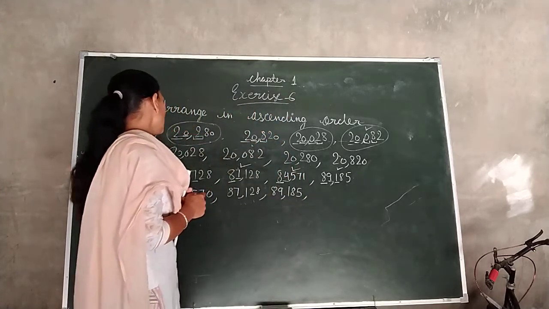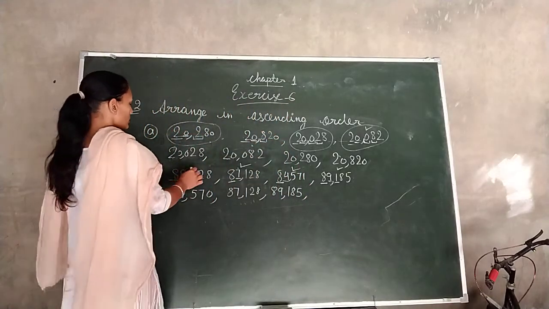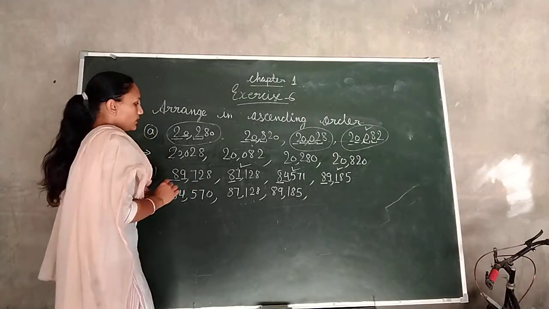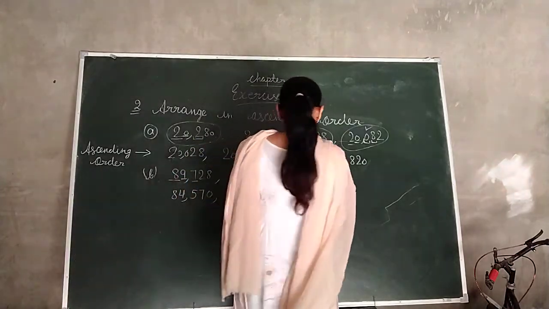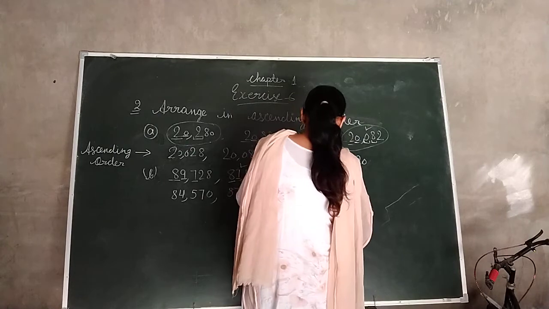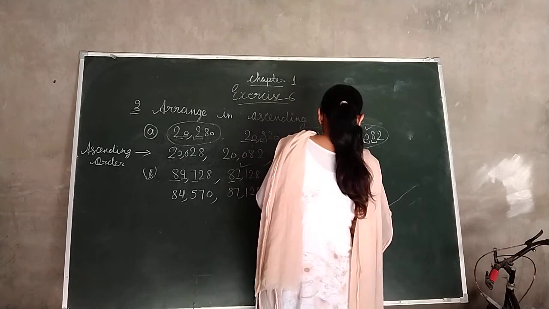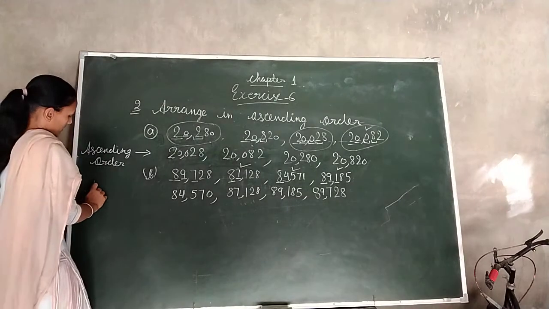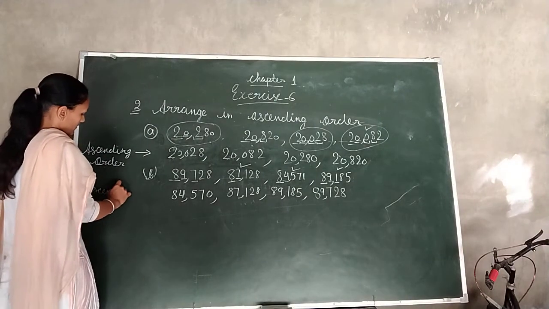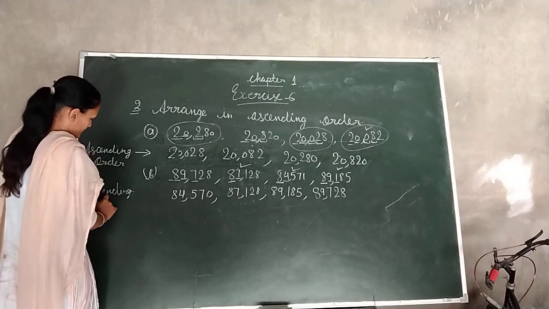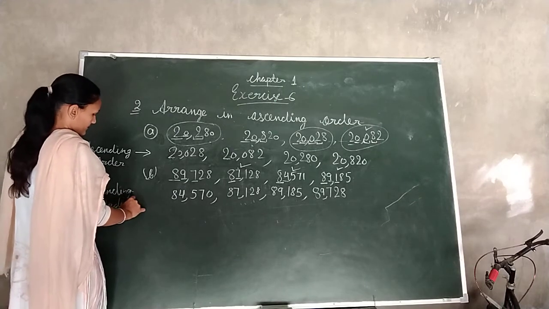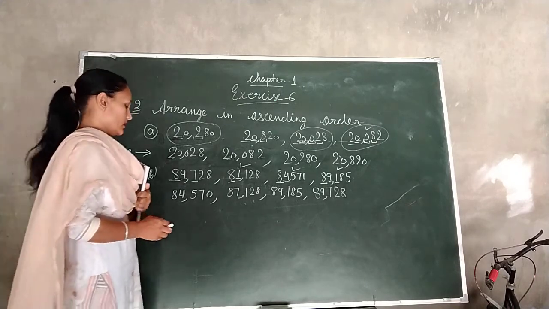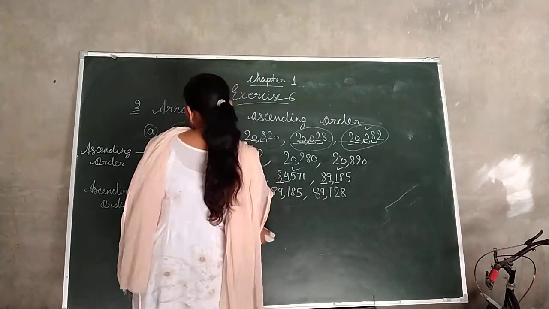89,185. Next we have left only one number. So we will write it 89,728. Now we have these numbers and these are in ascending order. Next question number 3.